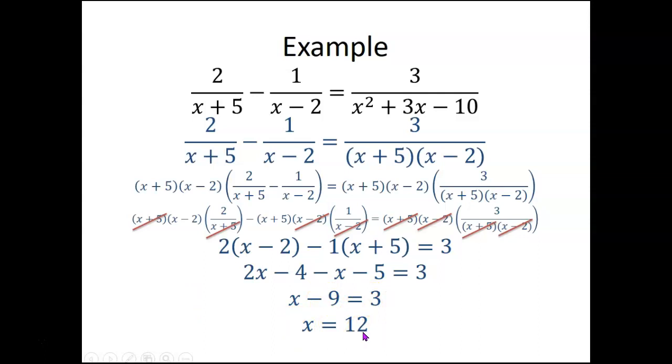And now check. If x is 12, does that make any of these denominators 0? And no, I don't think it does. 12 plus 5 wouldn't be 0. 12 minus 2 wouldn't be 0. And those two things multiplied together would not be 0. So yeah, we're good. 12 is the solution to this equation.